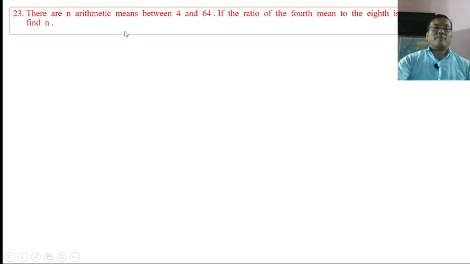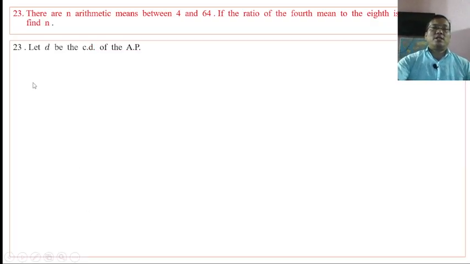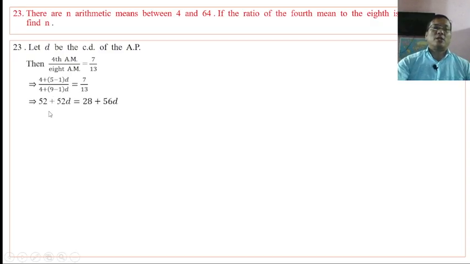23. There are n arithmetic means between 4 and 64. If the ratio of the 4th mean to the 8th is 7 to 13, find n. N arithmetic means between 4 and 64. Let d be the common difference of the AP. Then 4th AM divided by 8th AM is given as 7 to 13. 4th AM is first term plus 4 times the common difference, and the 8th AM is first term plus 8 times the common difference. Cross multiplying, we get d equal to 6.